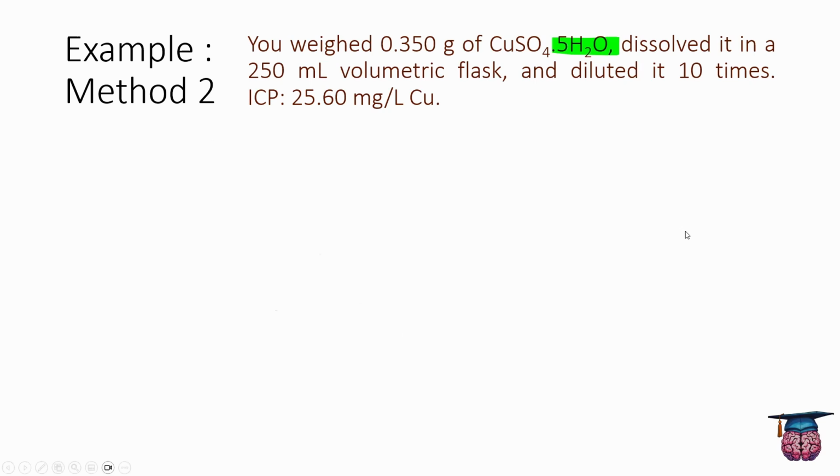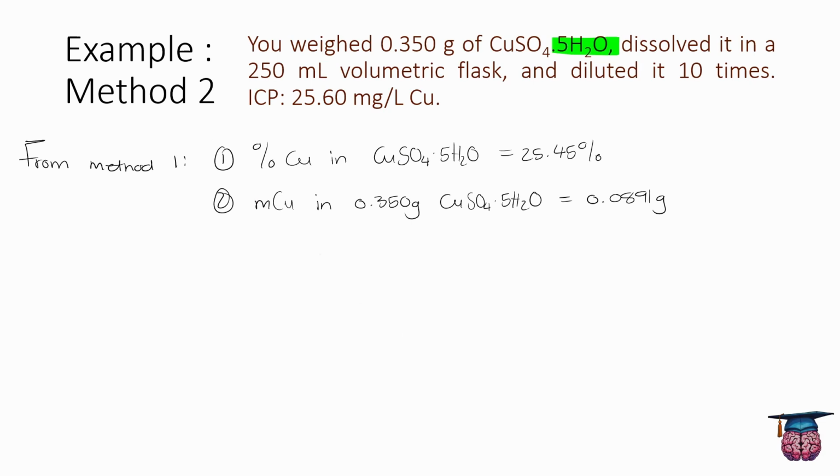Now let's look at the same problem, but from method 2's perspective. So since step 1 and 2 are similar, we can take our percentage copper and our mass of copper from method 1. So our percentage copper was 25.45% and our mass of copper was 0.891 grams. So now we are looking at step 3, where we will be moving from the ICP level to the sample solution level, which means that we are going to move from milligrams per liter to grams per 250 milliliters.